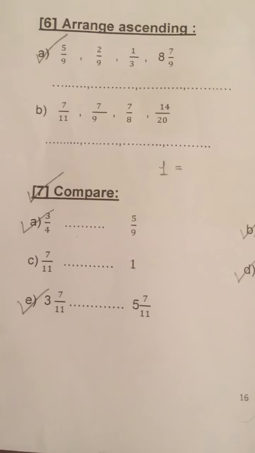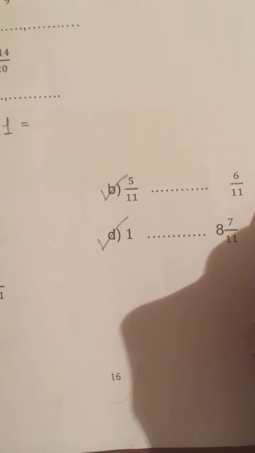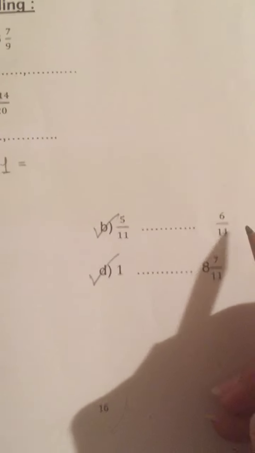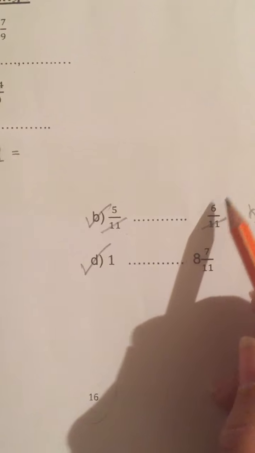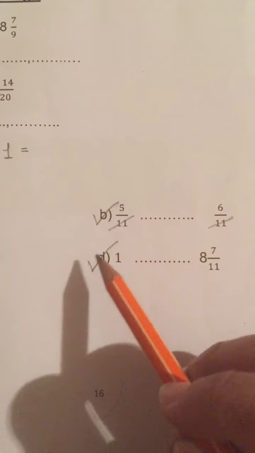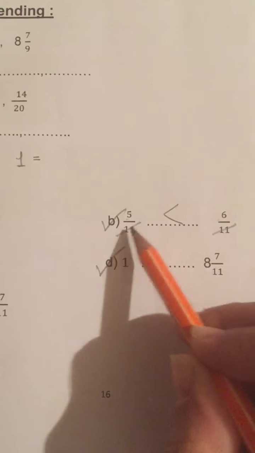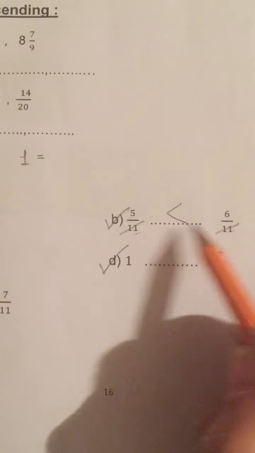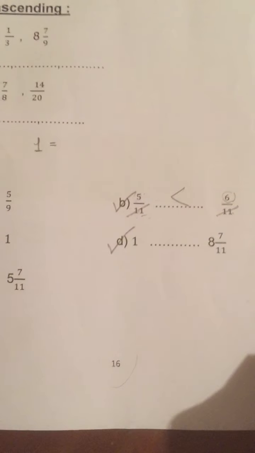Here, comparing fractions. The first kind of fractions is the kind fractions. How do I know the kind fractions? The kind fractions have the same denominators. If the denominators are the same, the big is going to be big and the small is going to be small. So which is greater, 6 or 5? It's 6. So if the denominators are the same, I'm going to cross both of them, and the big is going to be the big, the small is going to be the small.